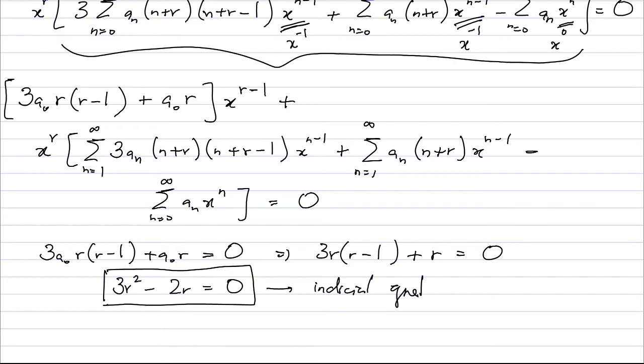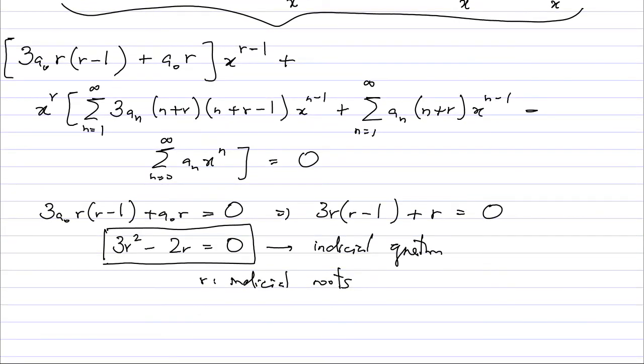r is known as the indicial roots. There are always two values of r. They may be the same, so you have a repeated root, because the indicial equation always comes out to be a quadratic equation. The roots of the indicial equation give you the possible values of r. So the indicial equation allows you to find the values of r that go into your series expansion. If you solve this indicial equation, you get two roots. One is r is equal to 0, the other is r is equal to 2 by 3. So far so good.